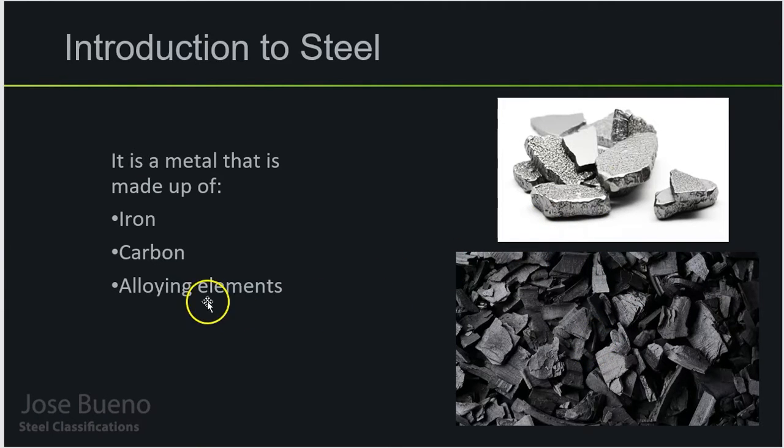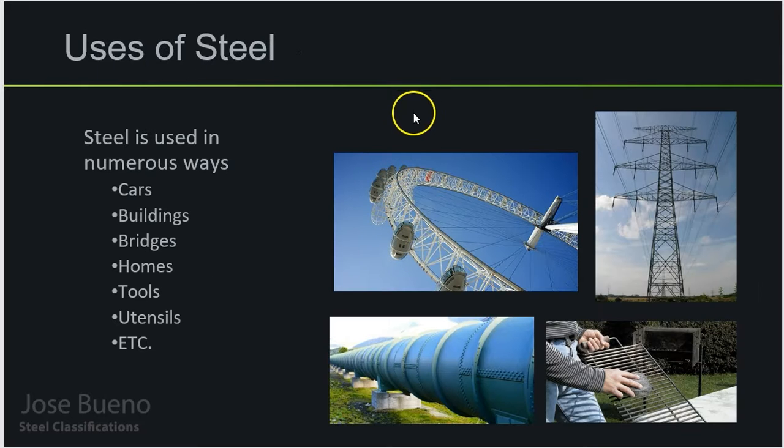Now there are additional elements that are added to it in order to make it maybe stronger, more corrosion resistant, things of that nature, but those are added in small amounts. So when we talk about steel, steel is used in so many different applications. It's almost crazy that anywhere you look nowadays, you could see something that's made out of steel. You can look at the list there of some items that are made of steel, and then you can also look at some of the pictures.